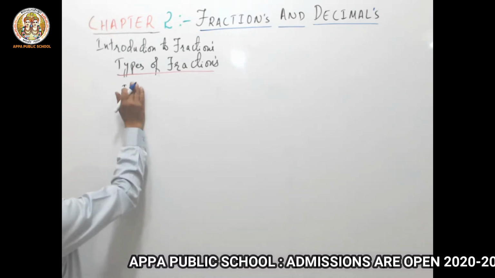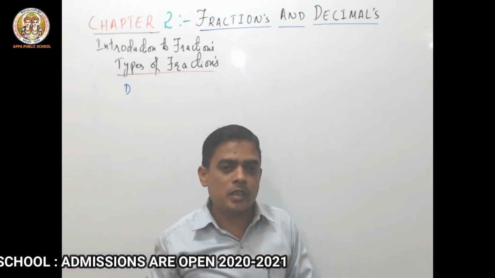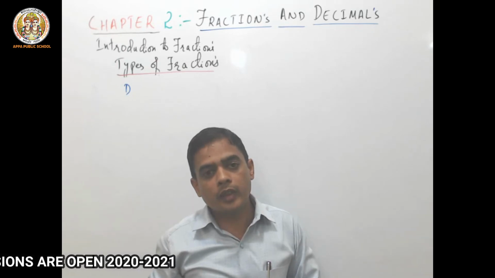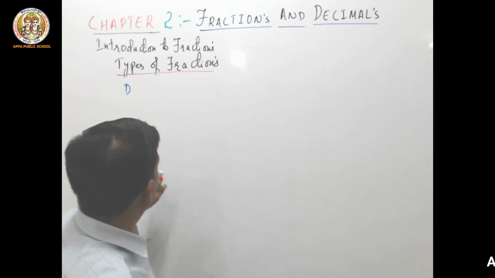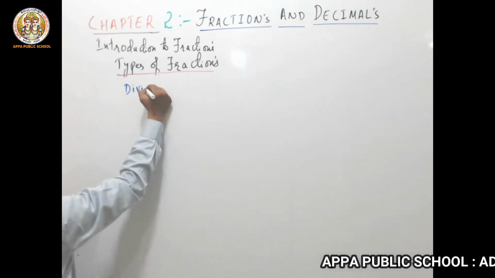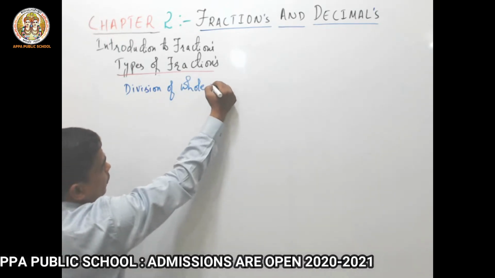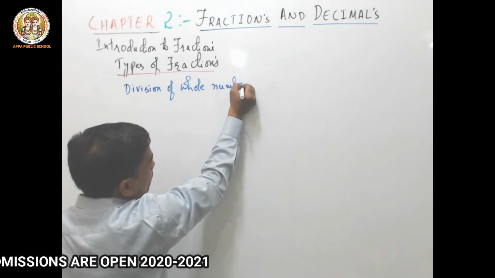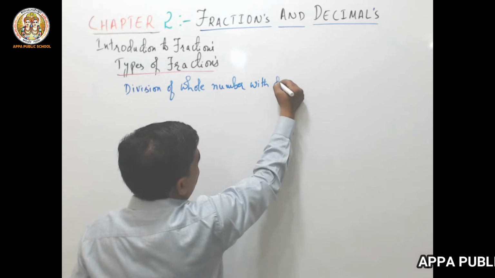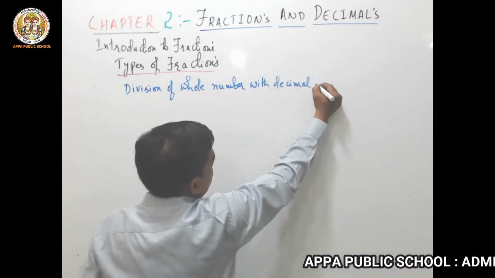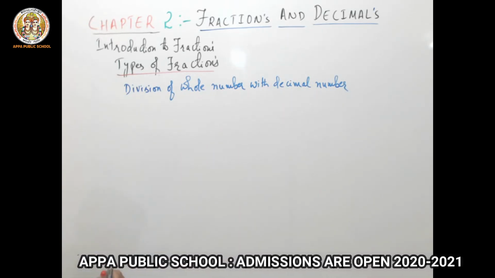So the next one is division. Now I have discussed multiplication of decimal numbers: first multiplying a decimal number with a whole number, next multiplying a decimal number with another decimal number. Now I will come to division. Division of a whole number with a decimal number.